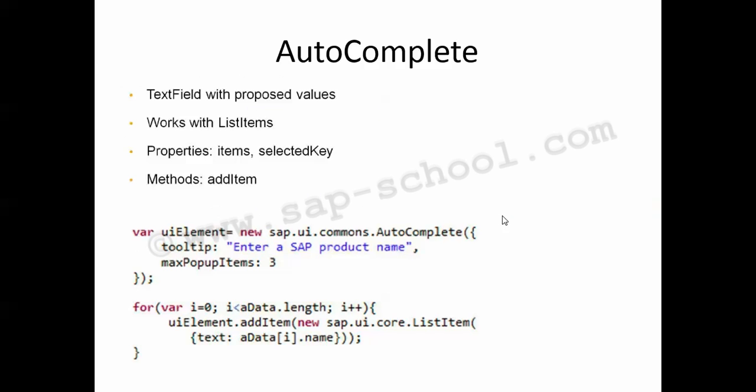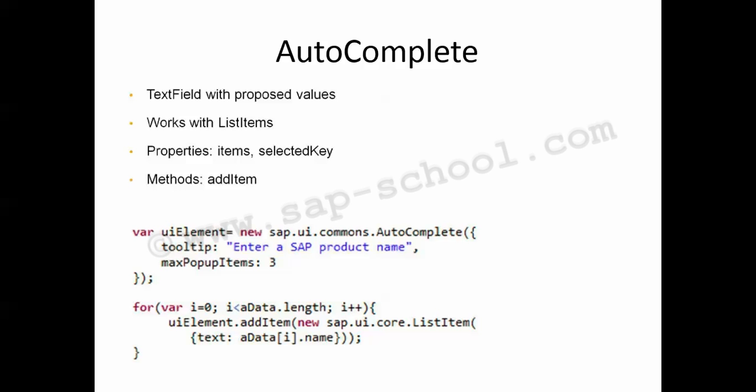After that, we have the autocomplete. So the autocomplete control is used for single row text input like the text field control, and it can be used as such. So the difference to the text field control is the possibility to add suggestion values which help the user during the text input. So during the typing, a list with the suggestions is displayed which can directly be selected by the user. So the suggestions can be defined via the aggregation item of the type SAP UI core list item. So it is the text field with the proposed values.